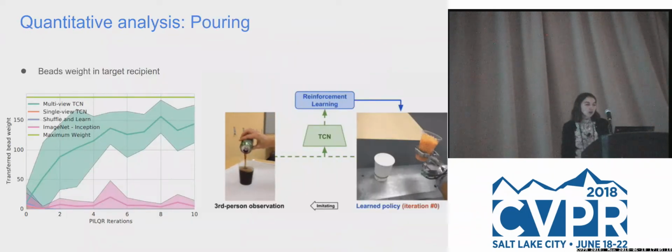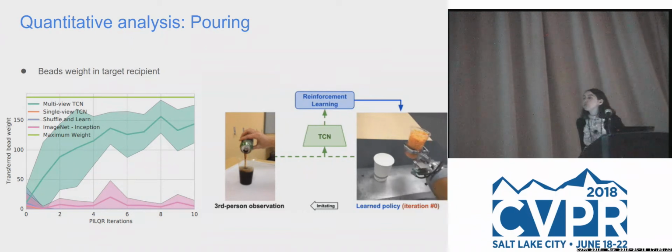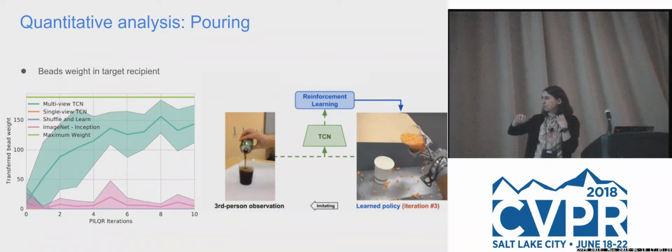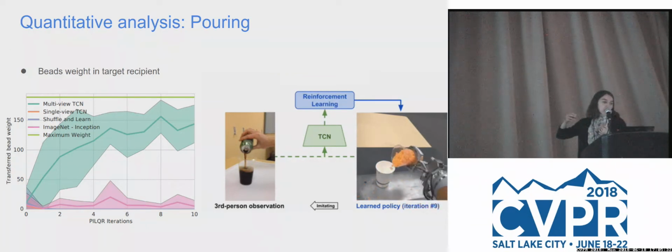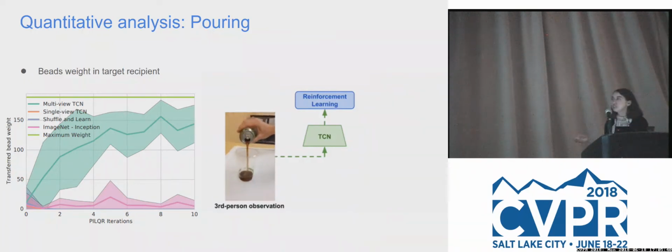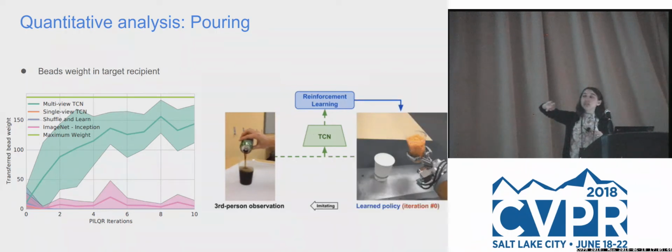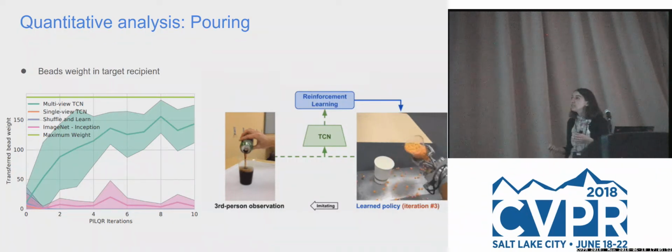Here are some quantitative results in which they compared their embedding, that's TCN, and how successful it was. The curve shows how much of the liquid was successfully transferred, or how many of the beads were not spilled. You can see that TCN in the beginning is not as good, but gradually improves and has very good performance in the end.